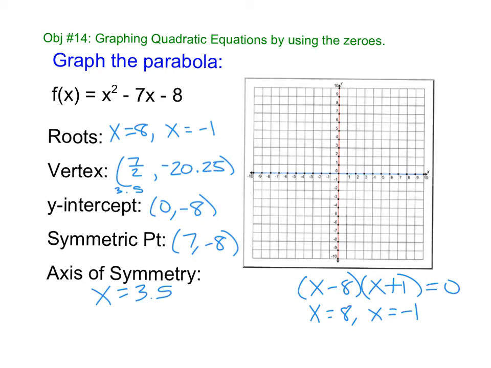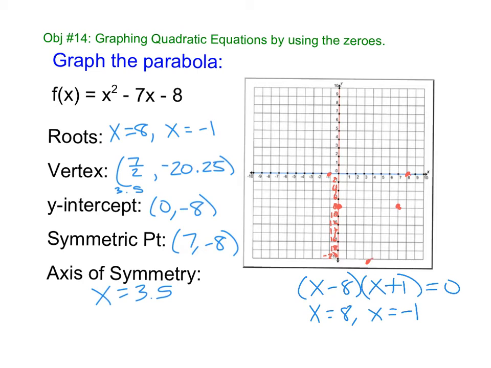All right, so now my graph only goes up to 10, so I'm going to just double everything. I'm just going to scale it, make that 2, 4, 6, 8, 10, 12, 14, 16, 18, and negative 20. All right, so I've got 8, negative 1, 3.5, negative 20.25, so it's like here. (0, -8), and (7, -8).